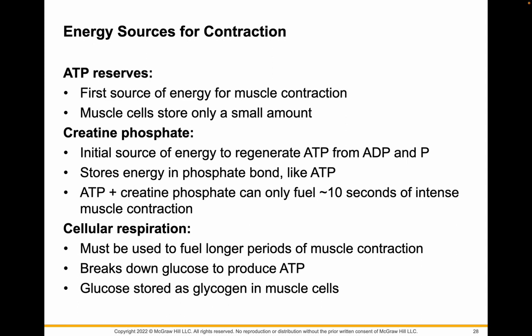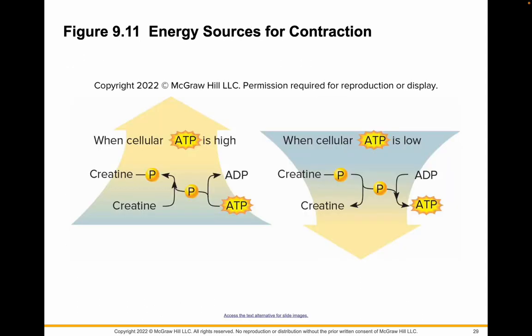muscle contraction for that. And then you have to rely on cell respiration, where the mitochondria uses oxygen and sugar from your food to produce mass amounts of ATP. And so here is showing energy sources for contraction. So it says when cellular ATP is high, you'll use this, and the ATP can actually make creatine phosphate. But when you have low ATP, you can use that creatine phosphate to change ADP very quickly to ATP.